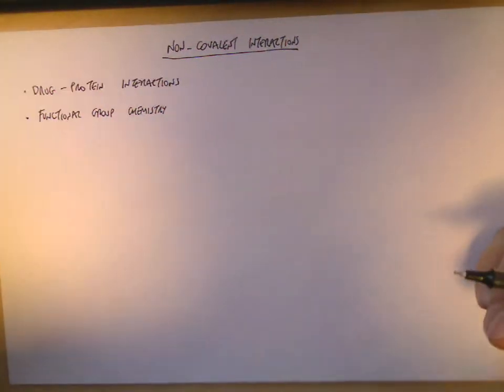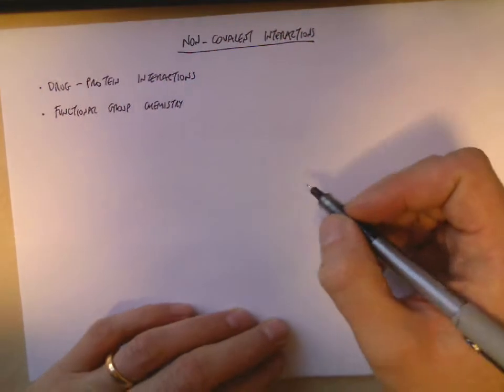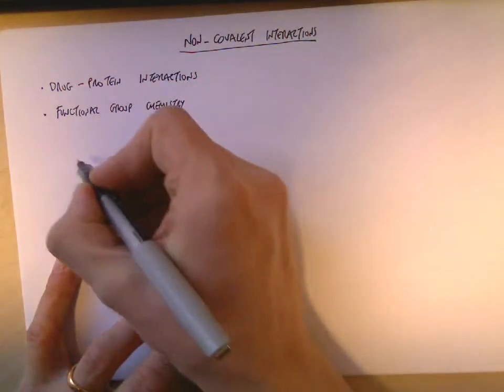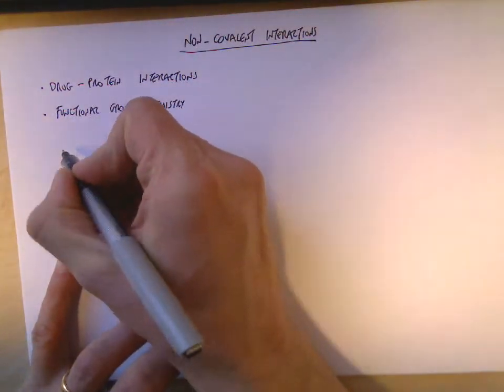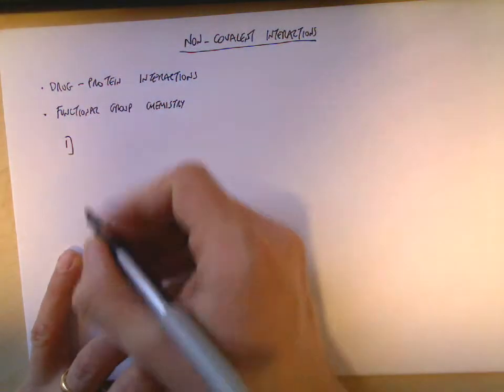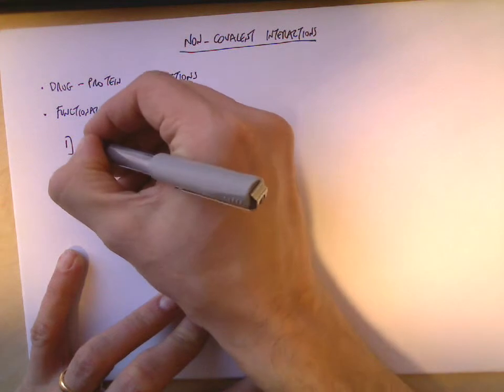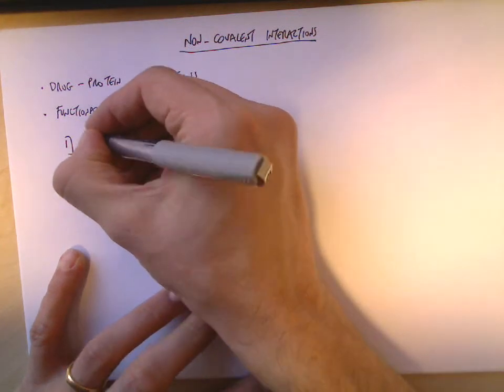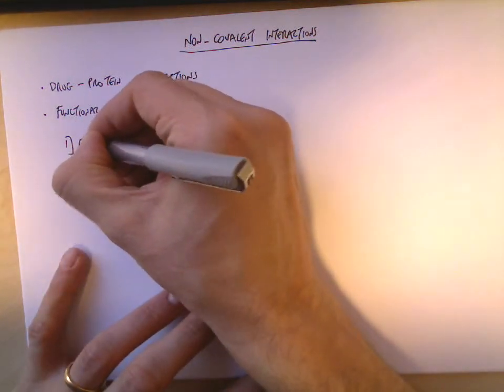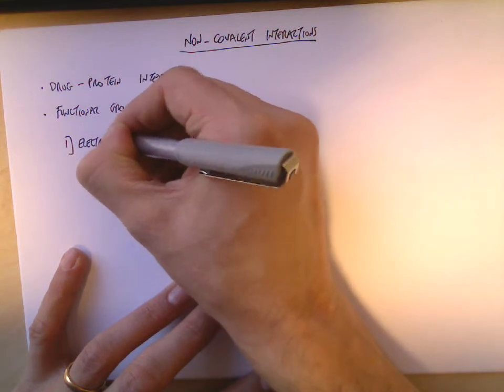So what type of non-covalent interactions are we talking about? Well, I'm sure you've heard about all of these before, but we'll go through them in turn. First of all, I want to look at the strongest interaction that takes place between drugs and proteins, and that is the electrostatic interaction.